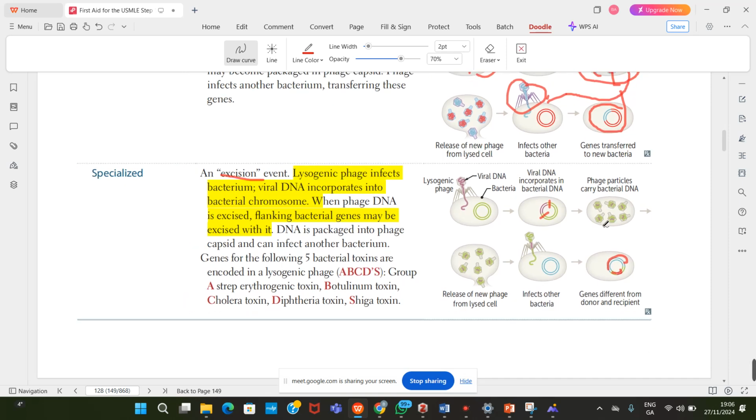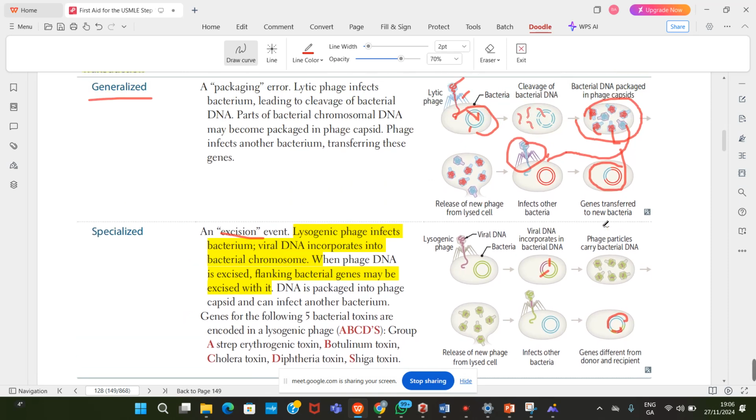So I have a question. So the generalized one, the lytic, is it because it breaks down the bacteria gene first and then incorporates themselves? That's why we call it lytic or something. Exactly. So we call it, okay.